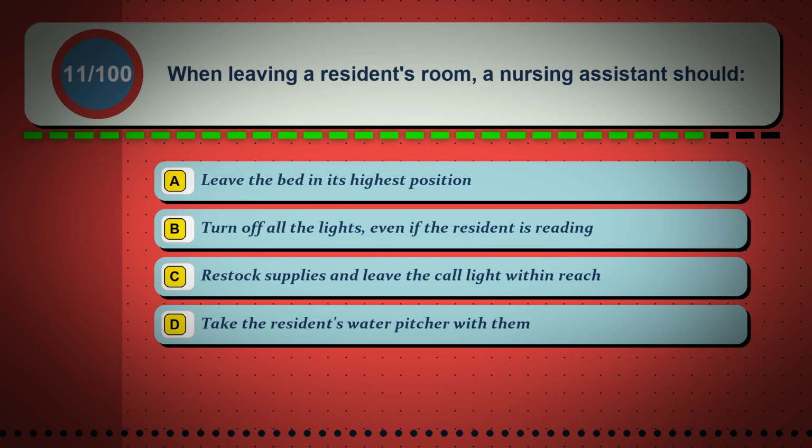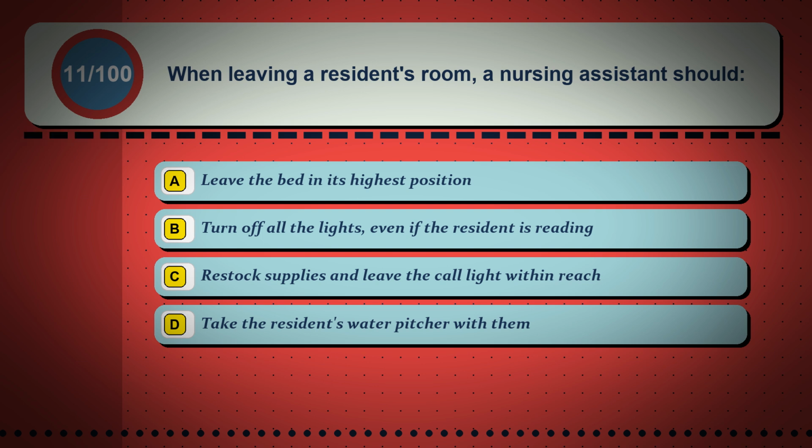Question 11. When leaving a resident's room, a nursing assistant should: Option A. Leave the bed in its highest position. Option B. Turn off all the lights, even if the resident is reading. Option C. Restock supplies and leave the call light within reach. Option D. Take the resident's water pitcher with them.